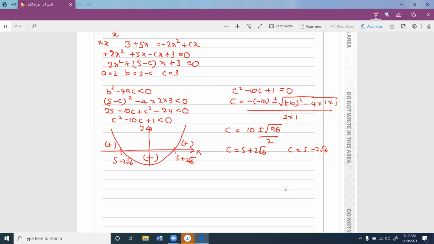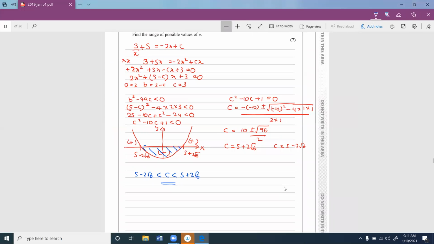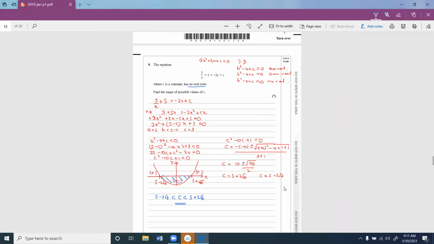Now, what is the area they are referring to? Here they are referring to c squared minus 10c plus 1 is less than 0. That means they are referring to the negative region, over here. They are asking for the values of c where you get it during this range. So you can say c is less than 5 plus 2 root 6 and greater than 5 minus 2 root 6. This would be your final answer for this question. That's a way of doing this kind of question. Let's make it a bit smaller, then you can see the full question at once. That's how you need to do this kind of question.